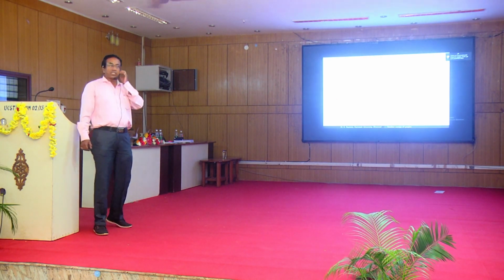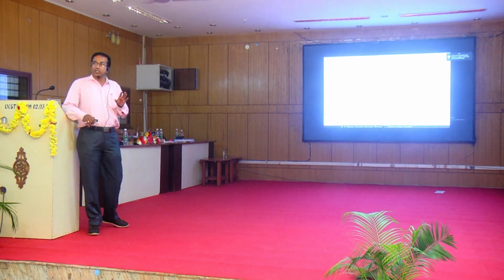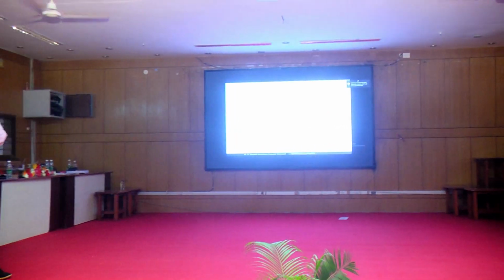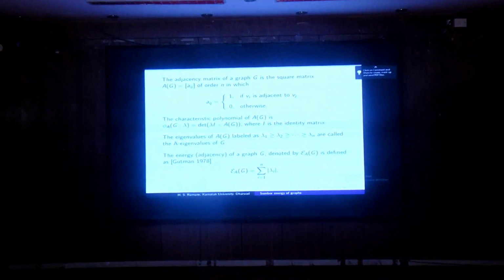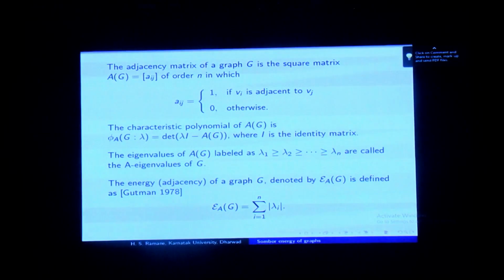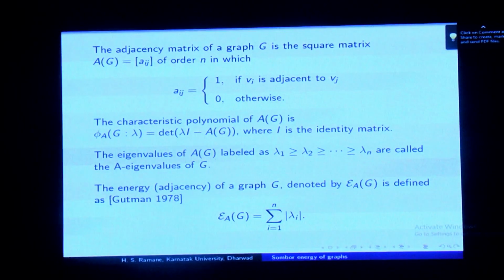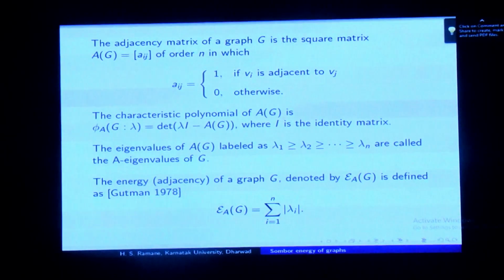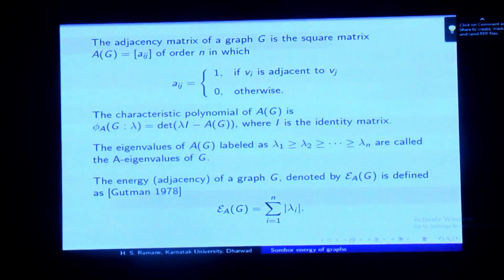Corresponding to the adjacency matrix, as I already told, the adjacency matrix of a graph is a square matrix of order n, where n is the number of points. The ijth entry Aij is 1 if there is an edge between Vi and Vj, otherwise 0. Diagonal elements are also 0 here because there is no loop. We are considering only simple graphs, with no multiple lines and no loops.